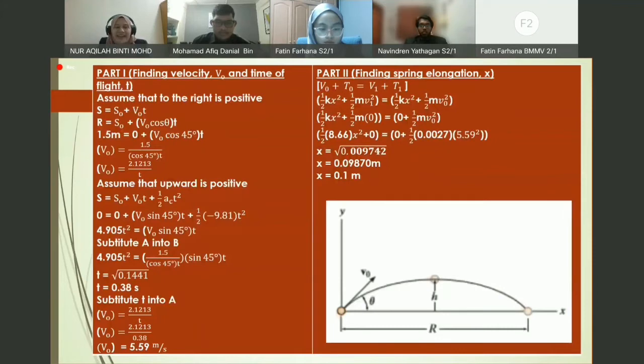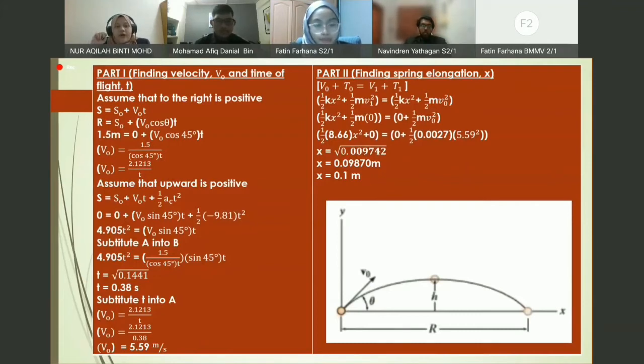Okay, thank you, Afiq. My name is Aqilah and I will explain further on the calculation. So for this experiment, there are two parts of calculation. First is finding the velocity and time of flight, and second is finding the spring compression, which is x.